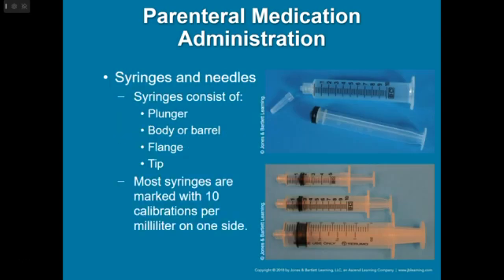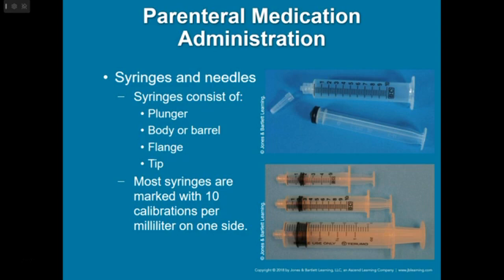Syringes and needles are necessary for that. Syringes consist of a plunger, the body or barrel, the flange, and the tip. Most syringes are marked with 10 calibrations per milliliter on one side. We always want to try to use the smallest needle or smallest syringe possible to get our volume. So if I need to give a volume of 1 milliliter, I'm going to use a 1 milliliter syringe. Most common syringe sizes are going to be like 1, 3, 5, 10, 30 milliliters. I'm going to use the smallest one that I can.